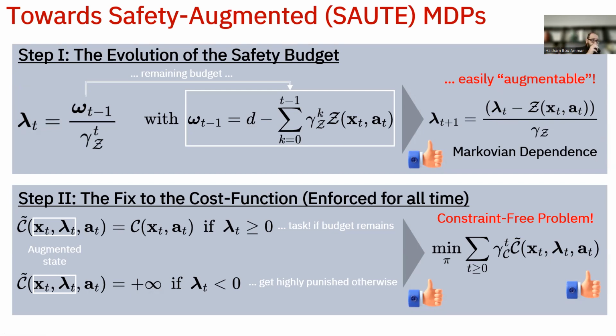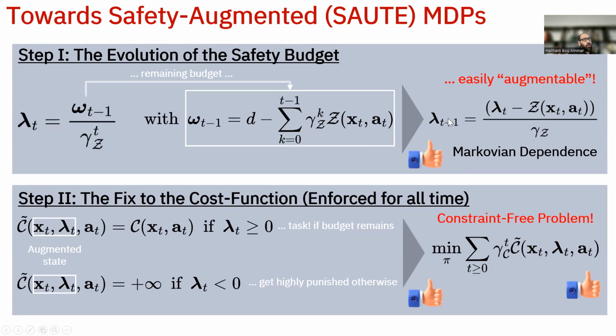Okay, so let's recap what we've done here. We agreed that we want to augment our state variable by something that will explicitly take safety into account, and that thing should be Markovian, because if I want to augment my state variable, I need to be able to deal with it in a Markovian fashion. So then we looked into the evolution of the safety budget. We defined this variable, which is the budget that we have left in safety, and we called that lambda.